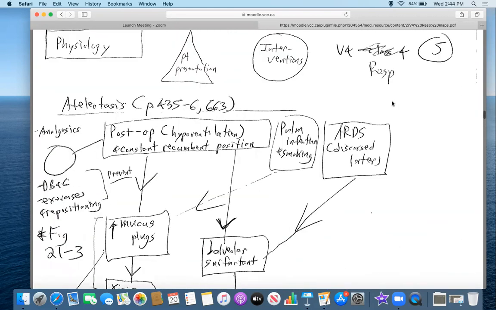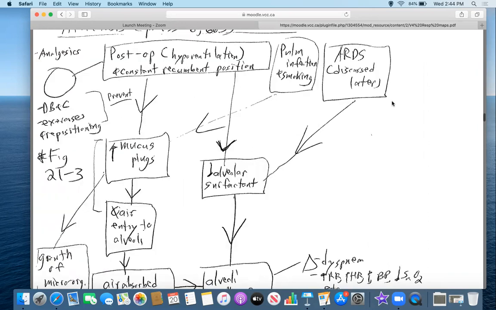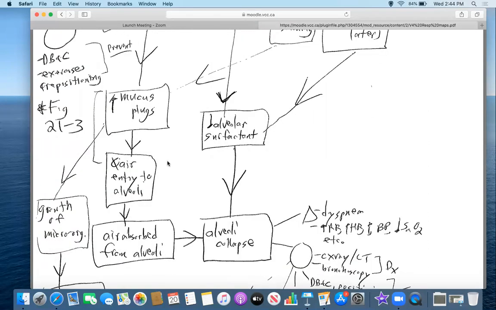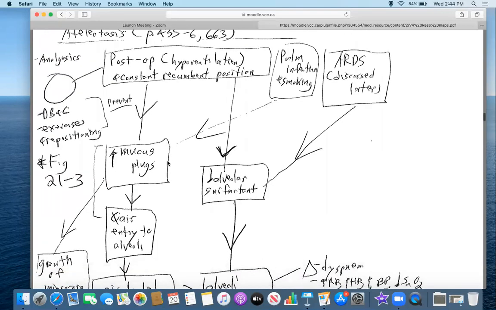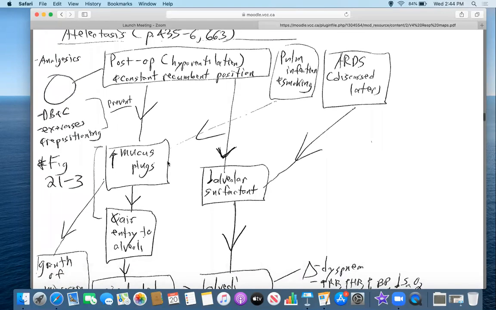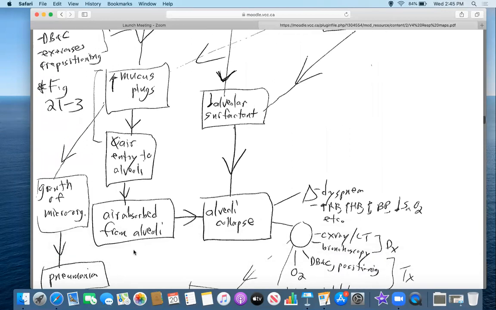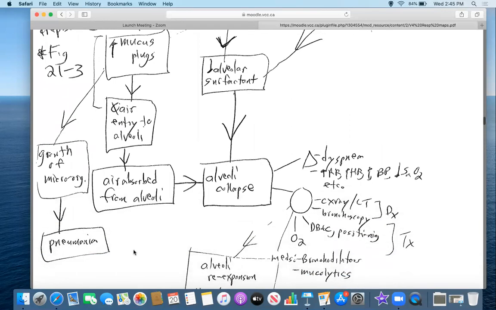This atelectasis is a good one. A good review on how the mucus plugs. Obviously, if there's a mucus plug blocking the flow to the alveoli, then the alveoli is not going to be able to pick up any new oxygen, for example, and it just empties out into the bloodstream and collapses. This is atelectasis.